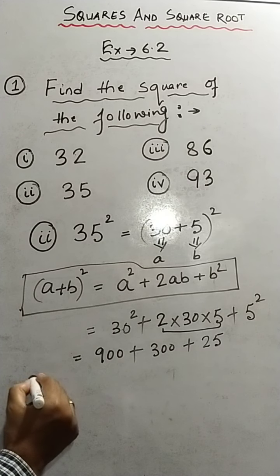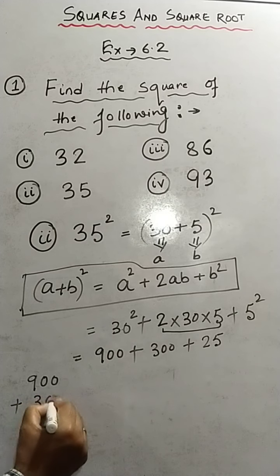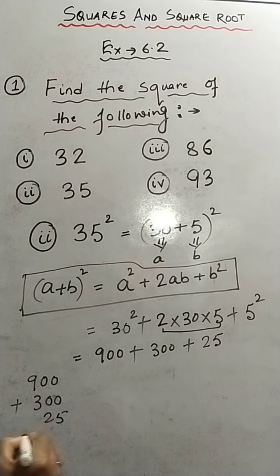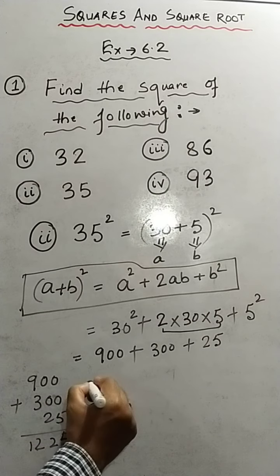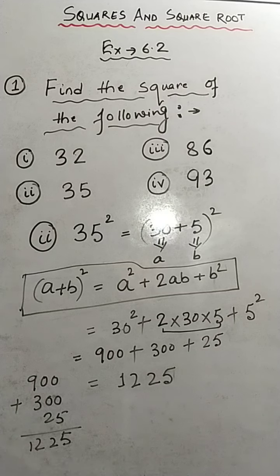Now we have to add this: 900 plus 300 plus 25. So the answer is 1225. So the square of 35 is 1225. Now let's move on to sum number 3.